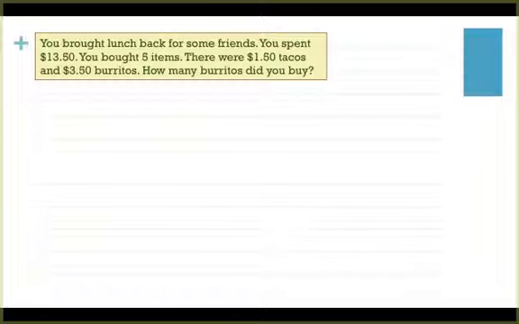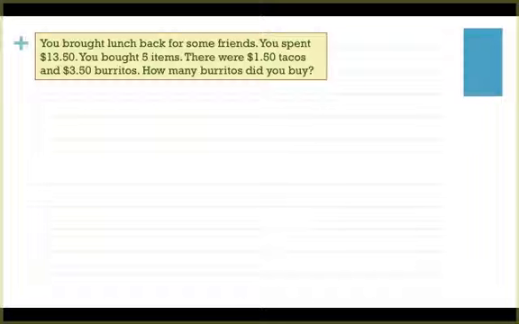You brought back lunch for some friends. You've still got an off-campus pass because you follow the rules. You spent $13.50. You bought 5 items. 3 of them were tacos that cost $1.50 each, and then there were burritos that cost $3.50 each. How many burritos did you buy?